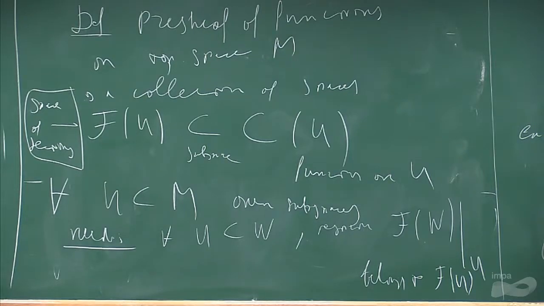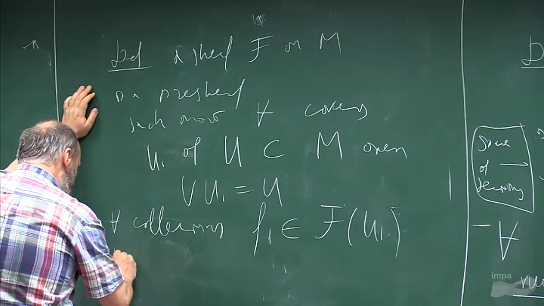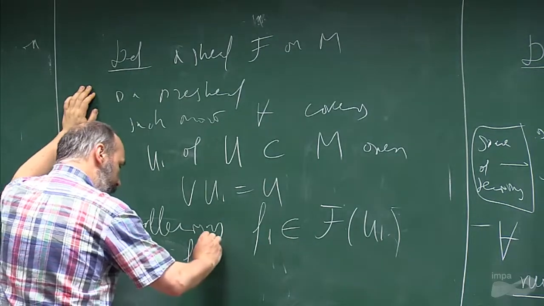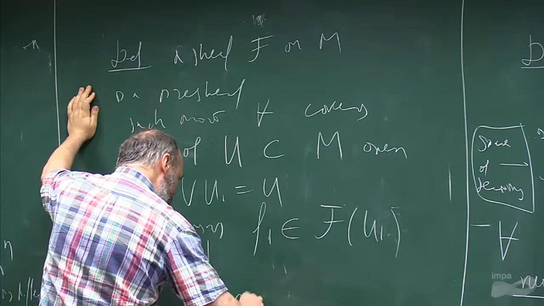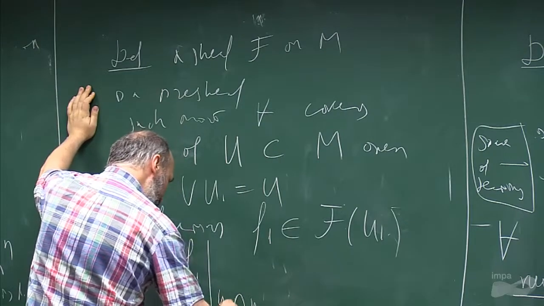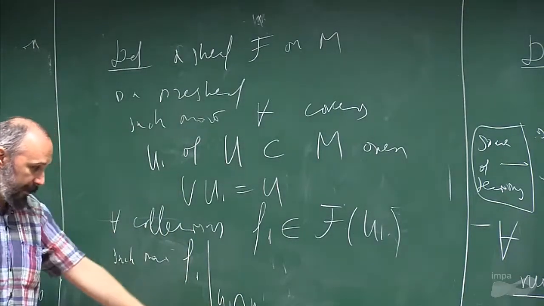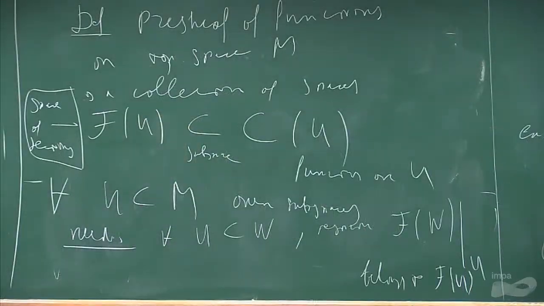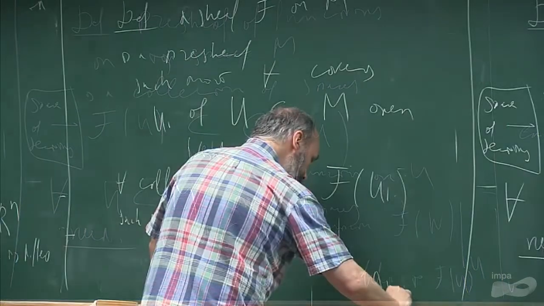So you have a collection of sections, Fi inside F of Ui. On each open set, you have a small open set, you have a section like a function, such that Fi restricted to Ui intersected with Uj, so you restrict it to a smaller open subset, is equal to Fj restricted to the same, Ui intersected with Uj.